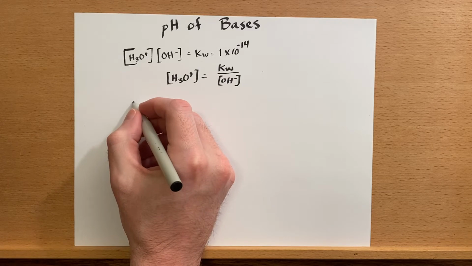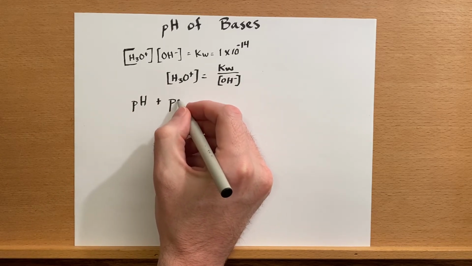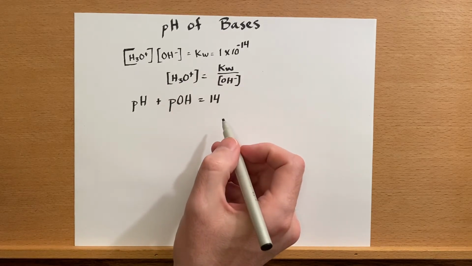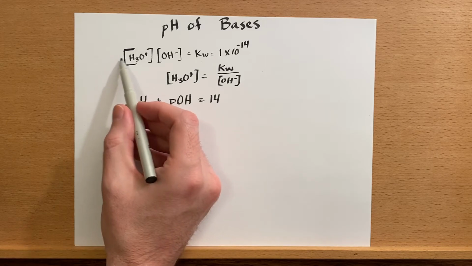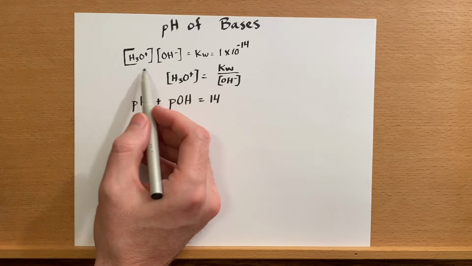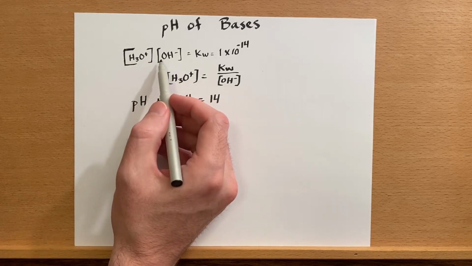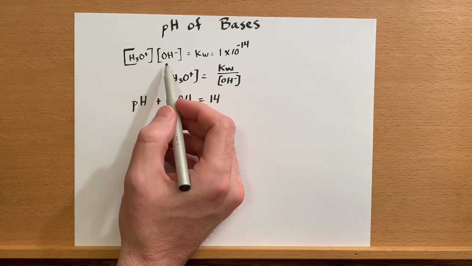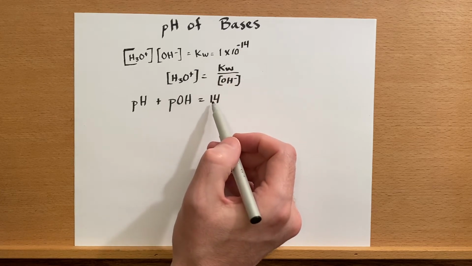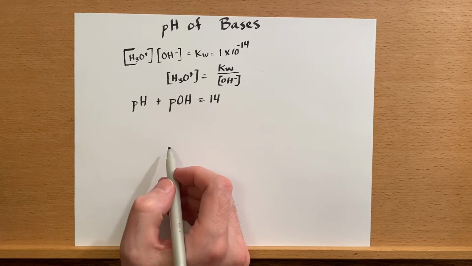If you recall, pH plus pOH equals 14. And you can get this just by taking the negative log of this equation right up here. When you do that, you'll have negative log of H3O plus, negative log of OH minus, and negative log of 1 times 10 to the minus 14, which is just 14. And you'll end up with pH plus pOH equals 14.